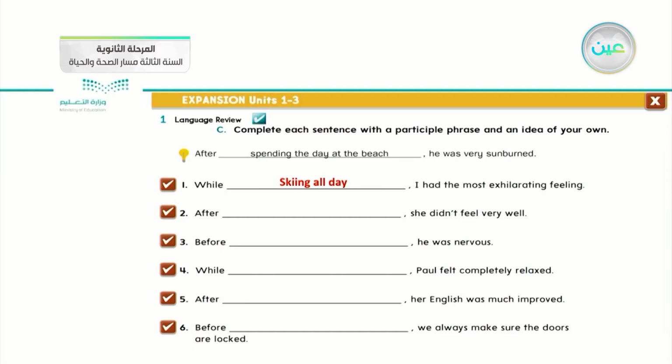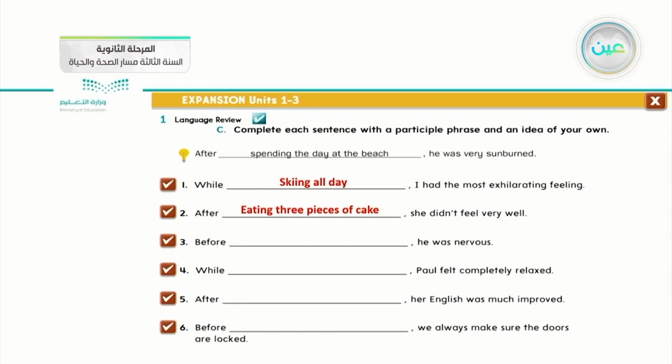Number 2, after space, she didn't feel very well. So after what? She didn't feel very well. We can put anything of our own, but we should notice that the sentence should be complete and meaningful. So we can say, after eating 3 pieces of cake is suitable. She didn't feel very well.